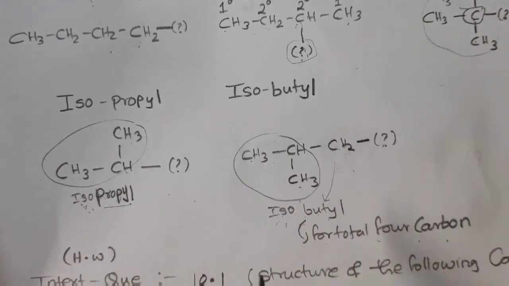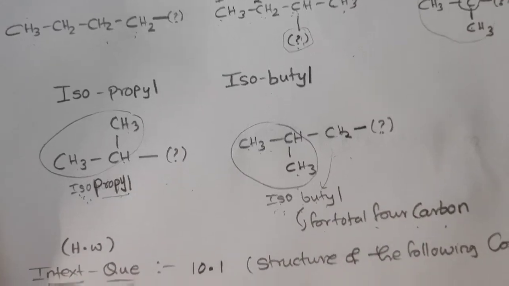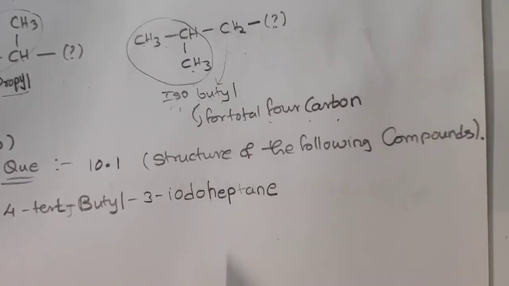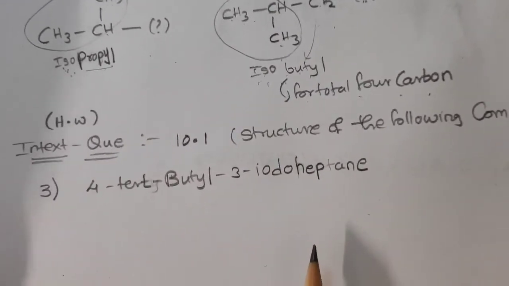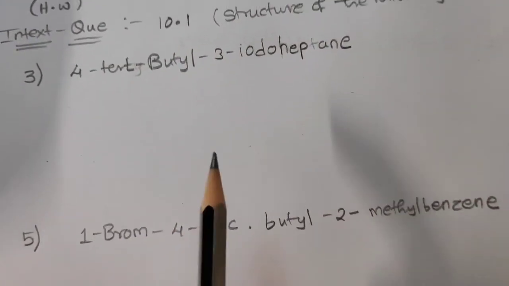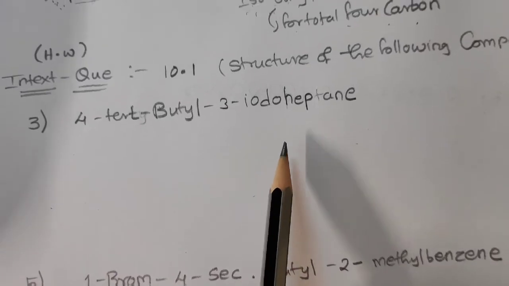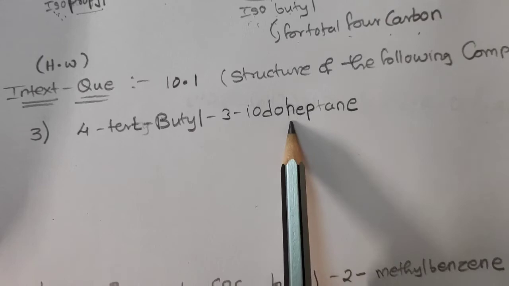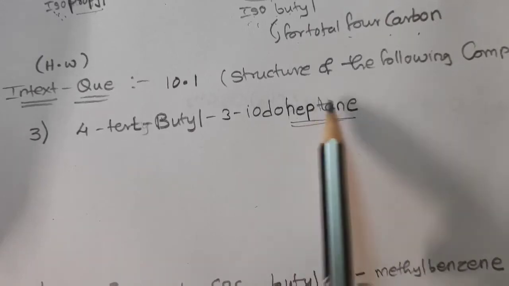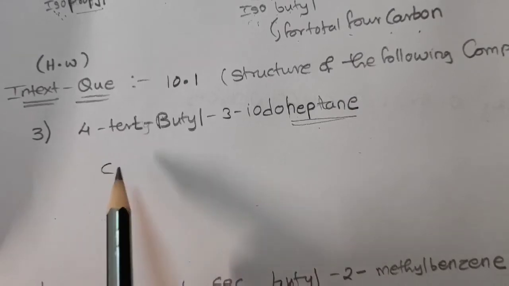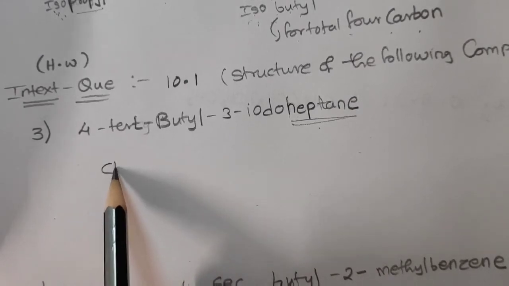Now this same problem we have discussed, we can easily understand by using in-text question 10.1, right? Write the structure of the following compounds, which you must have seen. In that, the third one and fifth one are a little bit different, so I'll explain this so it will be clear to you. Whenever we write a structure from a name, always remember the principal or parent chain. Here it is heptane, so I will write total 7 carbons in this.